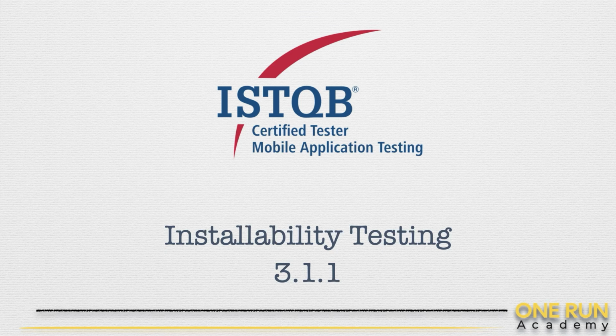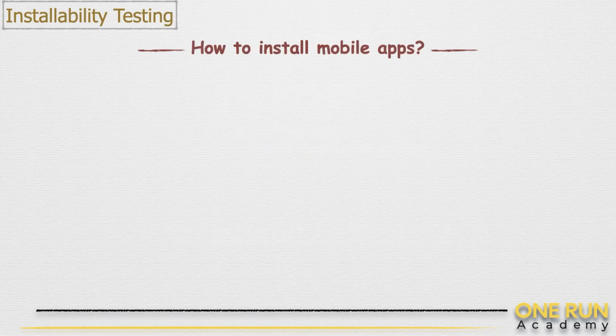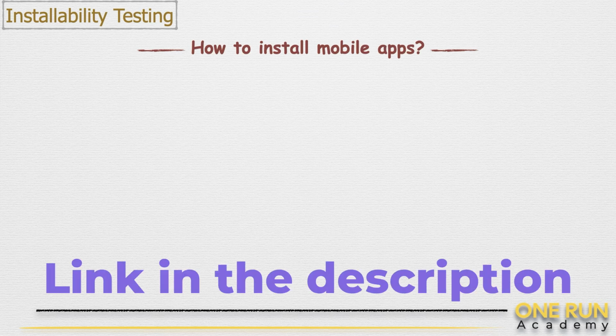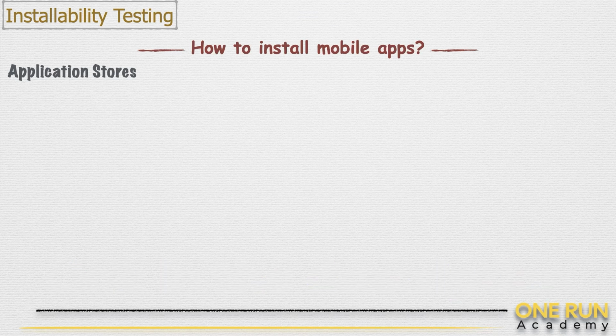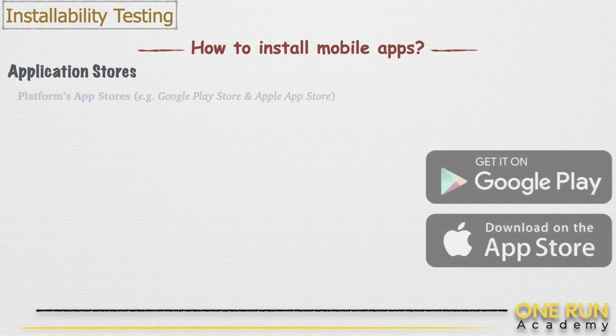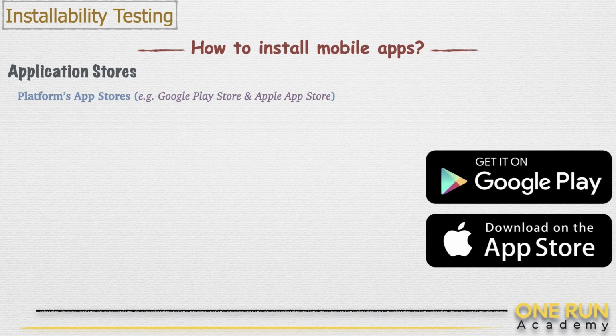But before installing a mobile app, we need first to get the app, right? So, why don't we take a look at the different approaches to install a mobile application? The first approach and the most common one is application stores. Marketplace stores are the default way of downloading and installing mobile applications on mobile devices, also known as platform stores.